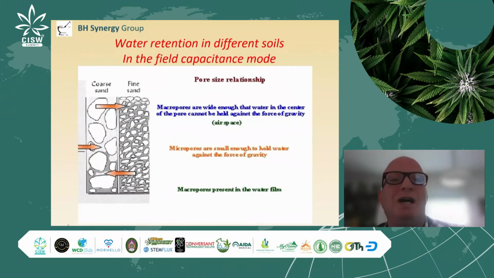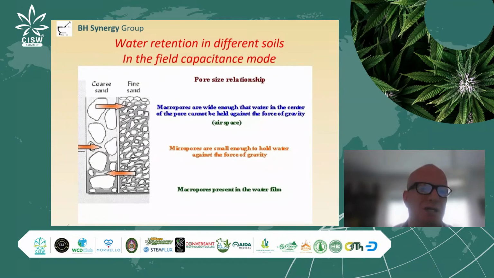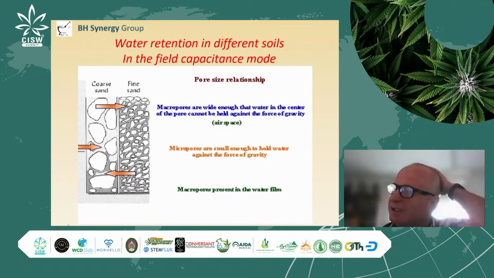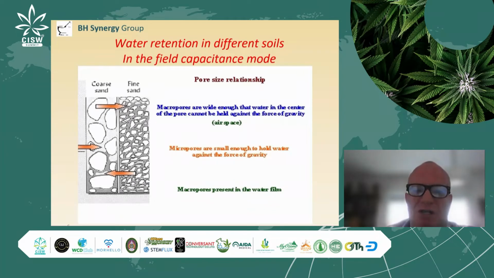If you want to look at water retention in different soil, we can see another type. Look here, the bigger the particles, the bigger the pores, the water goes down fast by gravity, and it doesn't help the soil so much. So it means that we need to give more water. The smaller the particles, the more micropores, and they hold enough water against the force of gravity.